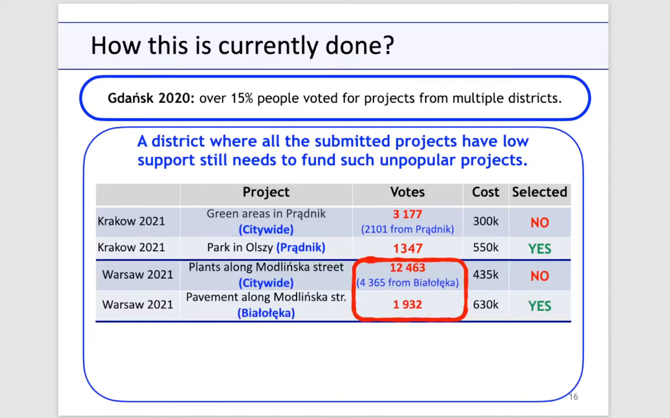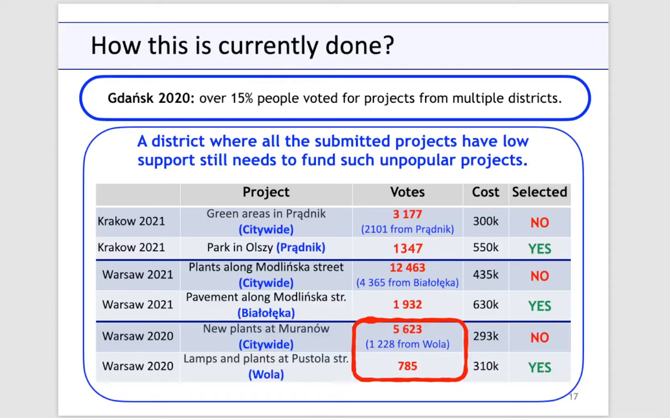There we had two projects, also quite similar because they both concerned the street of Modlińska. One of these projects was citywide and it received quite high support of over 12,000 votes. Over 4,000 of those votes were cast by the citizens of Białowieża. It cost 435,000 Polish zlotys. It did not receive funding. But at the same time, there was a similar project submitted in the district of Białowieża, which received 6 times fewer votes, which was more expensive, and it was selected.